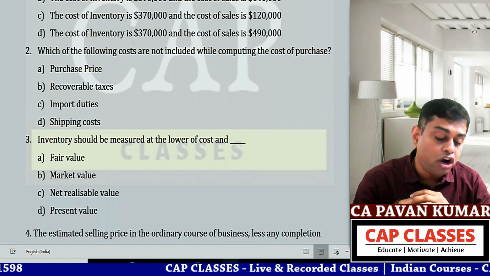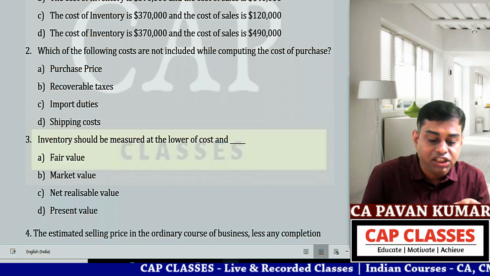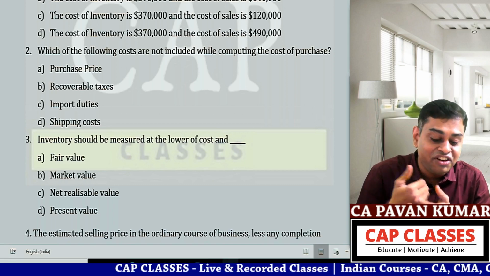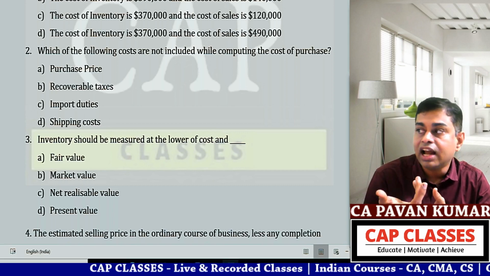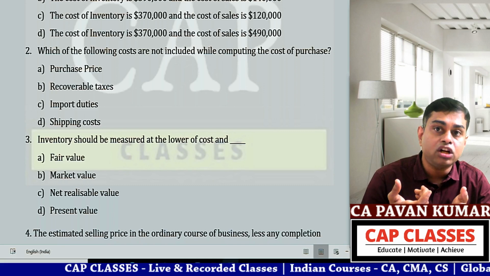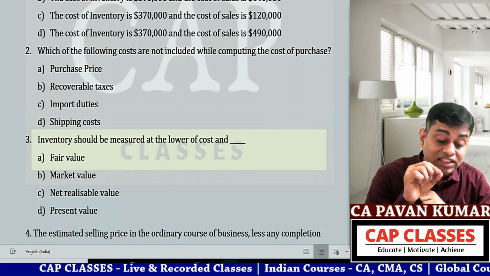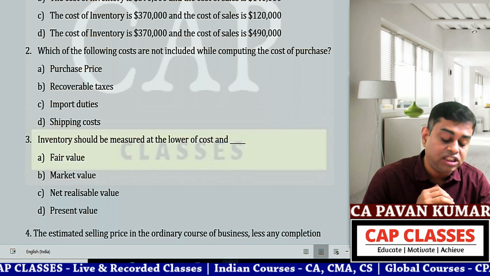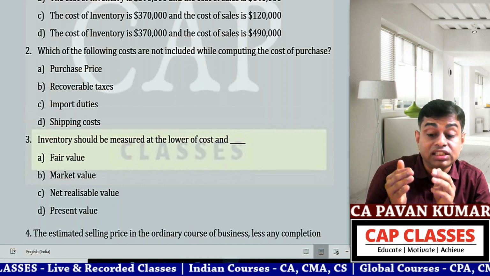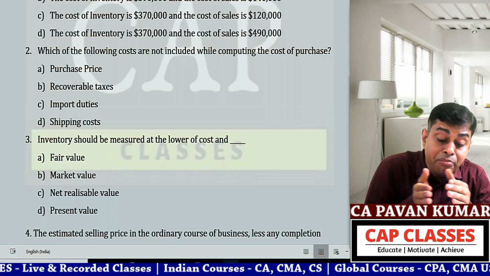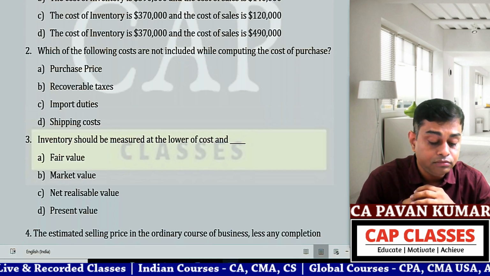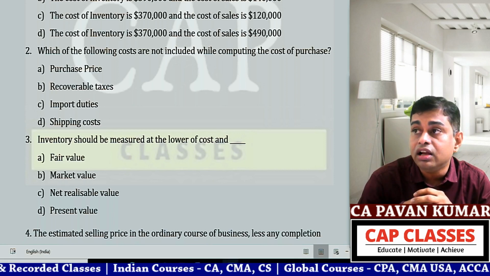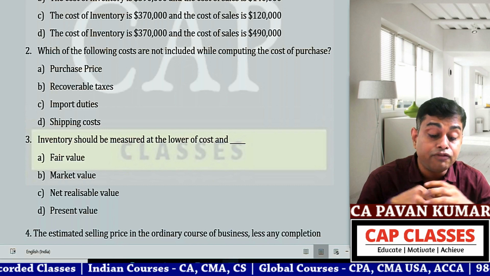Recoverable taxes you will not include. Purchase price, obviously, since I purchased, is the cost of inventory. Import duty is not recoverable, so you need to add it. Shipping cost and incidental expenses also form part of the purchase price. The shipping cost is directly attributable to bringing the inventory to its location. So all these things are to be considered as part of the cost of the inventory.